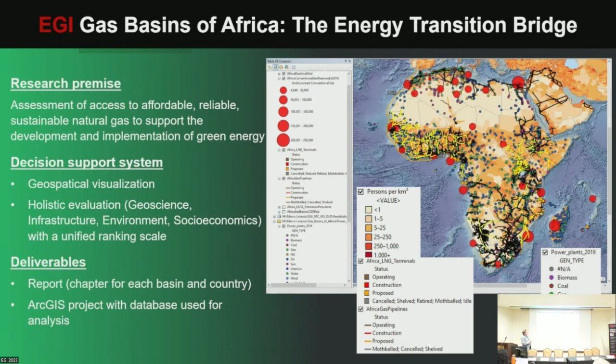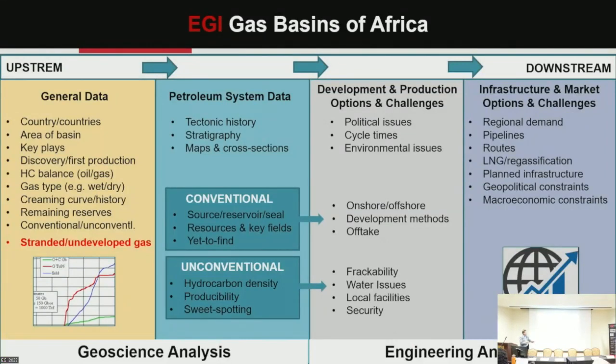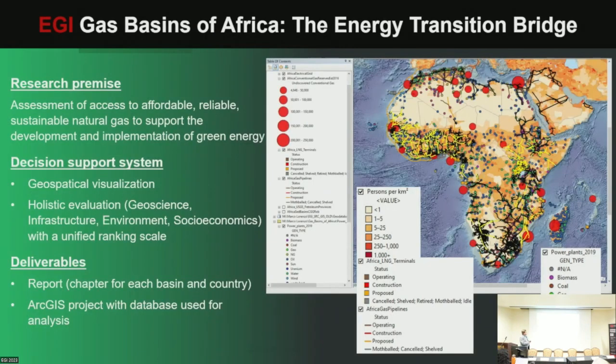So the idea is to put together really an ArcGIS platform where you have both upstream, exploration, E&P, as well as the infrastructure data. Now, with Africa being close to Europe and with all the political conflicts happening in Europe between Russia, this would be a good database to use by oil and gas companies who are interested in tapping into African sources.